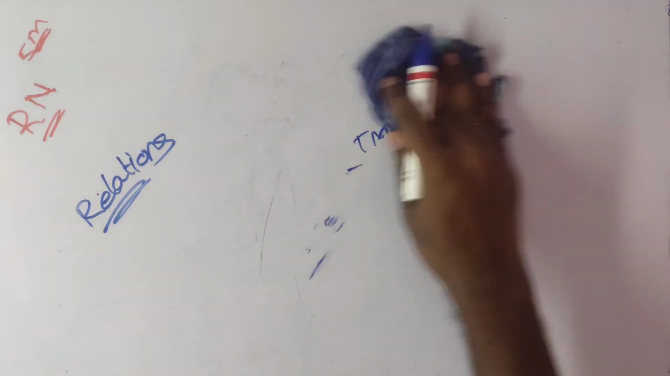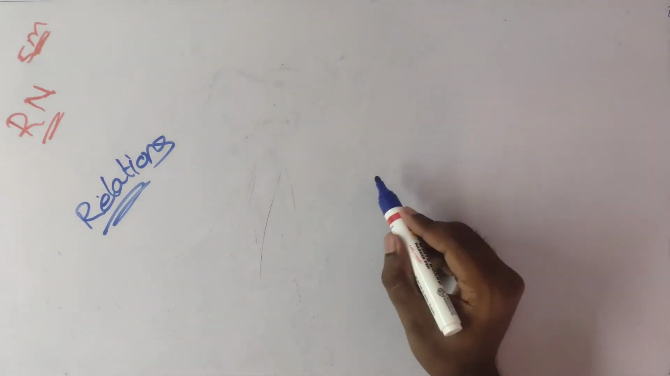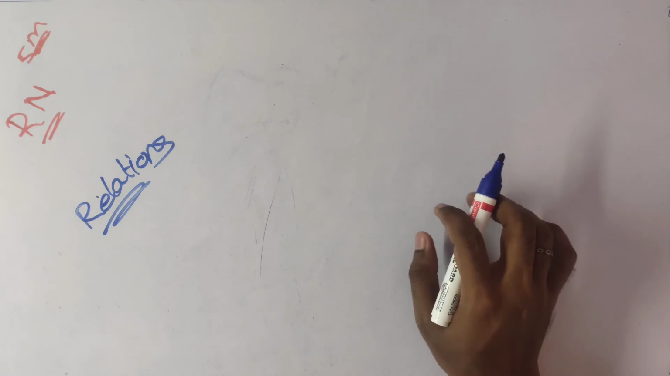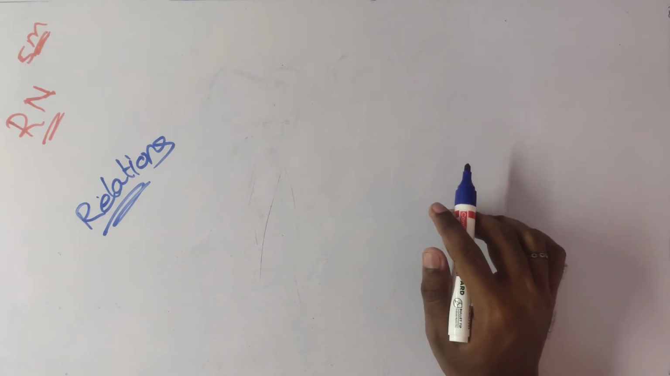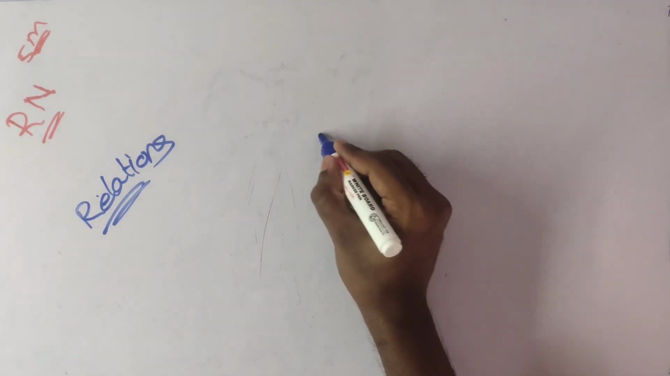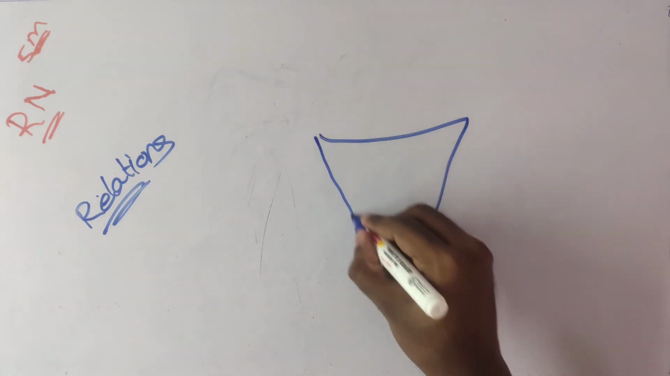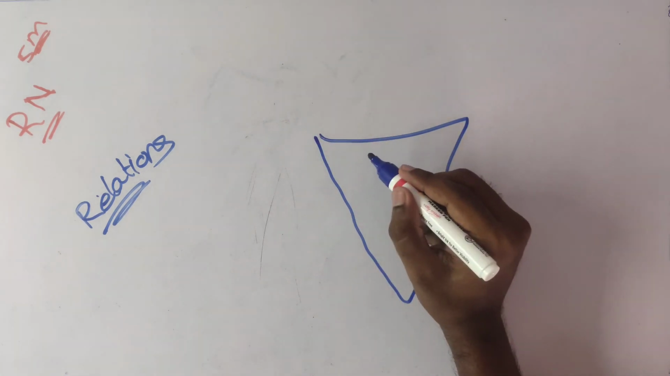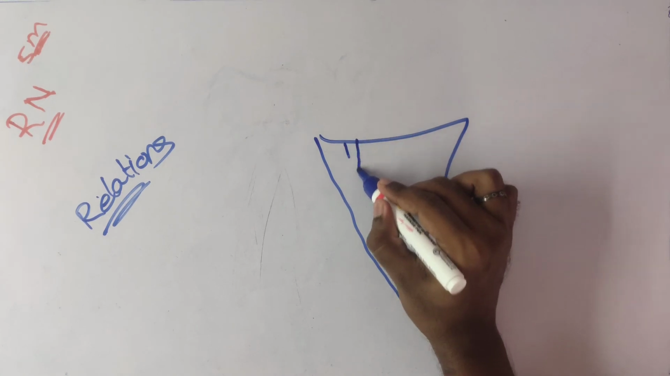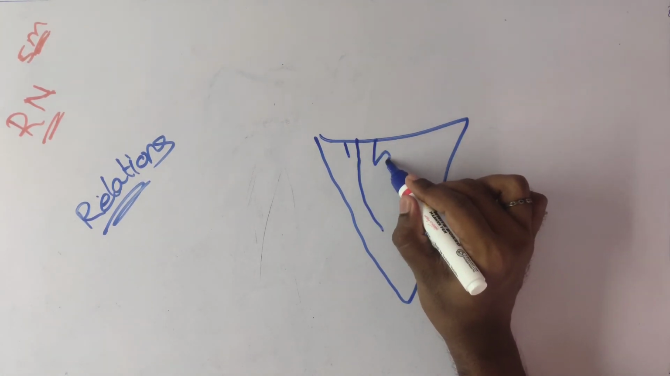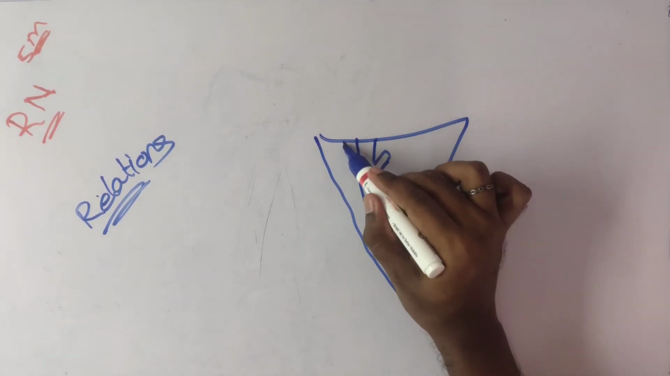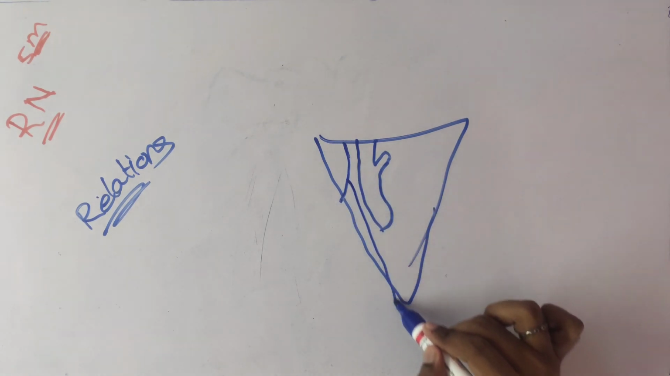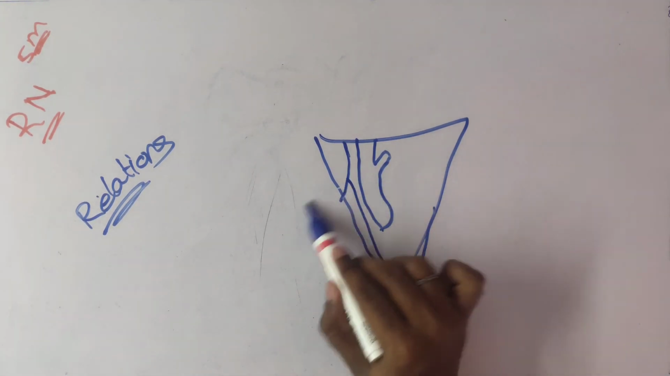Next, coming to the spiral region. In the spiral groove, the radial nerve is related above to the lateral head of triceps. Next, in the cubital fossa, it lies lateral to the biceps tendon. Here is the biceps tendon like this. It lies lateral to the biceps tendon.